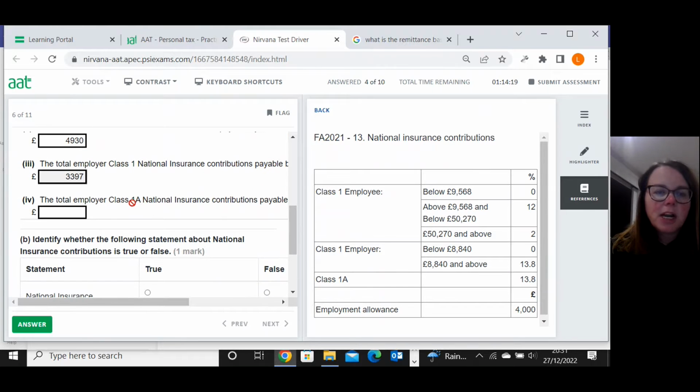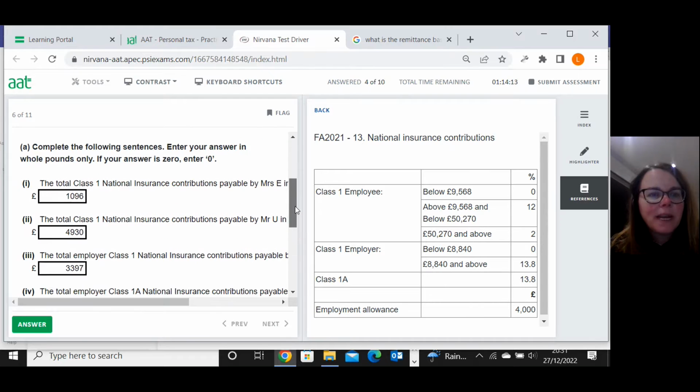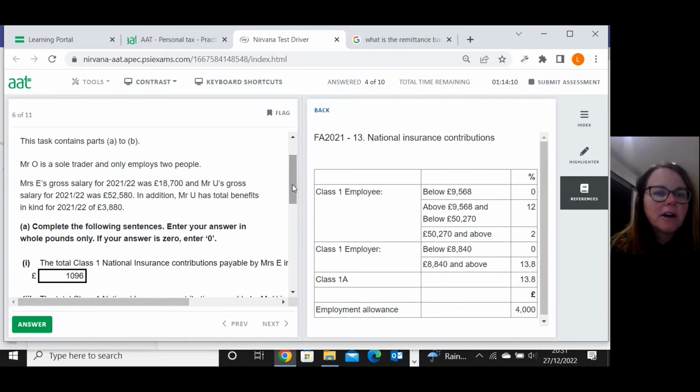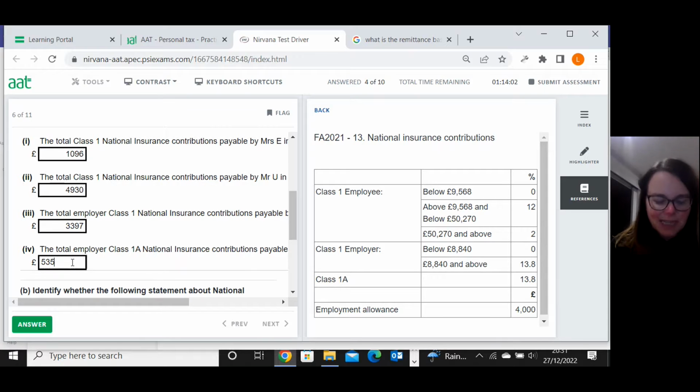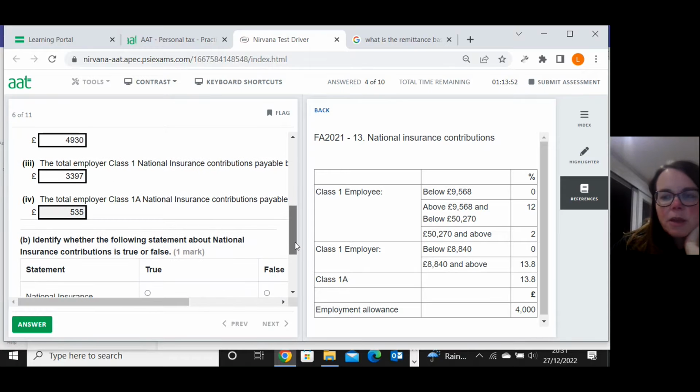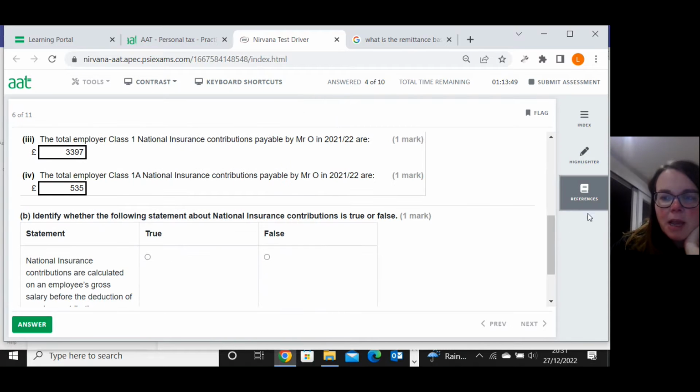The total employer class 1A, so that's on the benefits, 13.8% on all benefits, which are 3,880. So 13.8% of that is 535. A bit of a tax planning thing there, isn't it? If you're an employee, you don't pay national insurance on the benefits, but the employer has to pay it on the full lot. So let's close that for a moment.